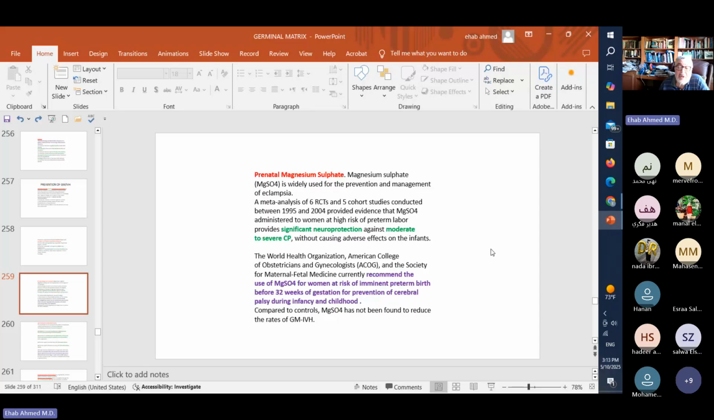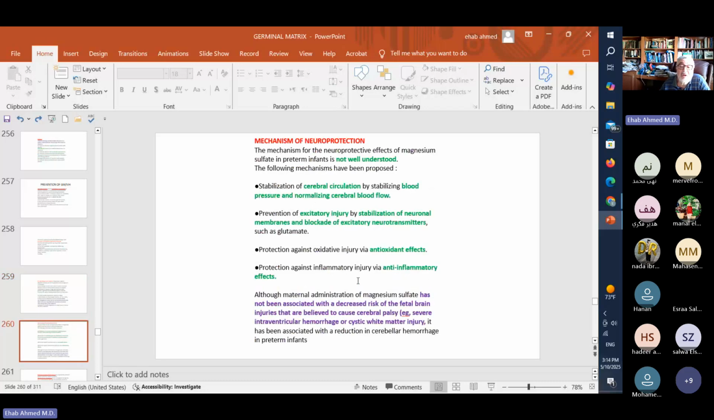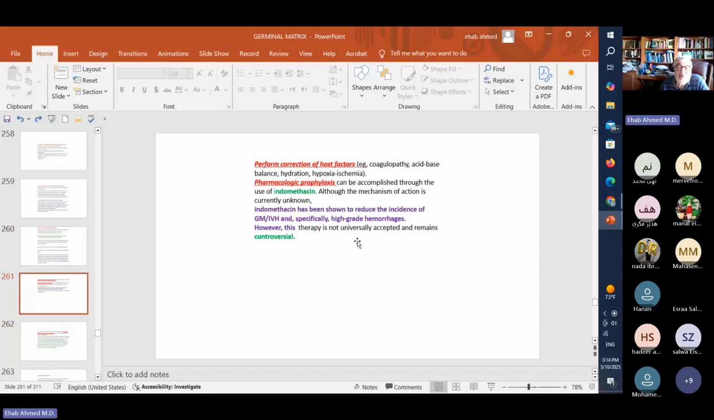sulfate. Yes. The World Health Organization, American College of Obstetricians and Gynecologists, and the Society of Maternal Fetal Medicine currently recommend the use of magnesium sulfate for women at risk for imminent preterm birth before 32 weeks of gestation for prevention of cerebral palsy during infancy and childhood. It's a very good neuroprotective. And it has many mechanisms for neuroprotection. We don't need to go into that.